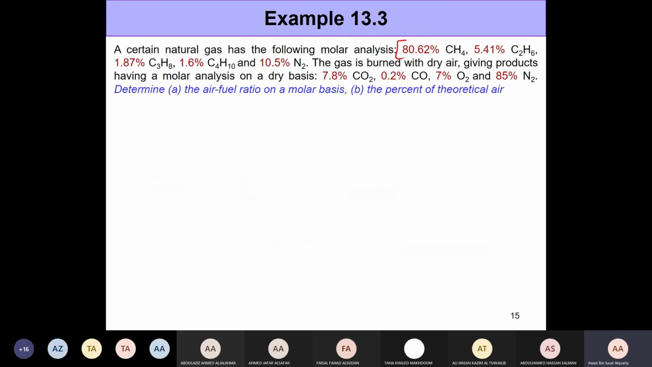But when we talk about burning fossil fuels, whether it's natural gas, gasoline or diesel, it's not one component but a mixture of components. Here we have been provided a certain natural gas which has this molar analysis. It contains 80.6% methane CH4, 5.4% C2H6, 1.87% C3H8, 1.6% C4H10, as well as some amount of nitrogen. So these are all different hydrocarbon fuels: methane, ethane, propane, butane. These are all fuels that can undergo combustion all by themselves.